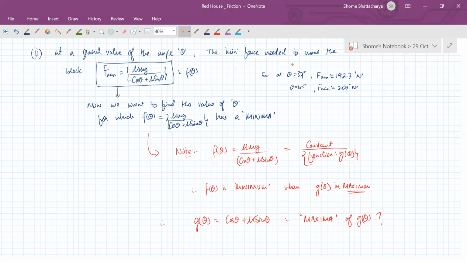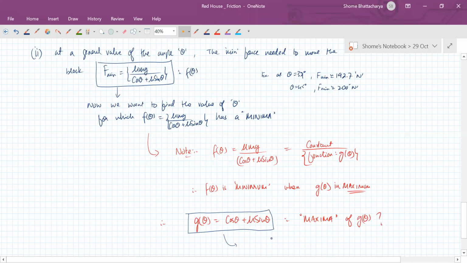Yeah, but plotting the graph itself means that you have to know the minima. Without information about maxima and minima, you cannot plot any graph. So you can just use the concept from trigonometry that this quantity's maxima is equal to square root of 1 plus mu square. And minima is of course 0.